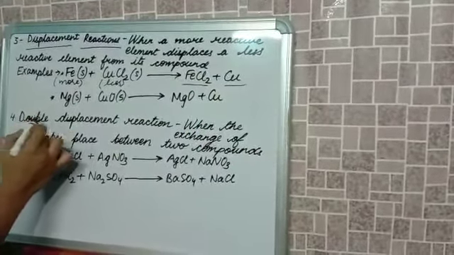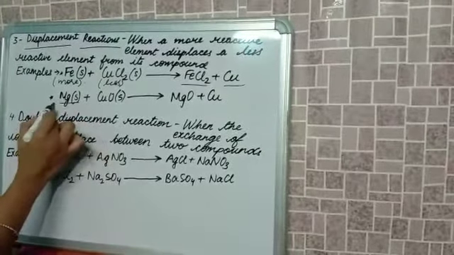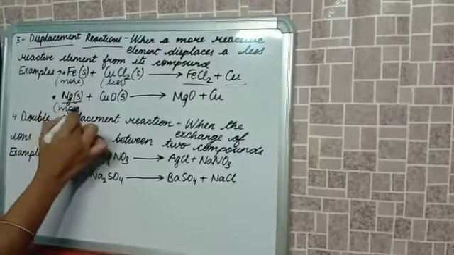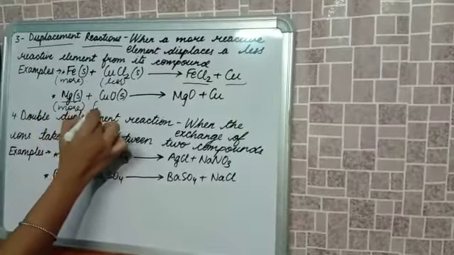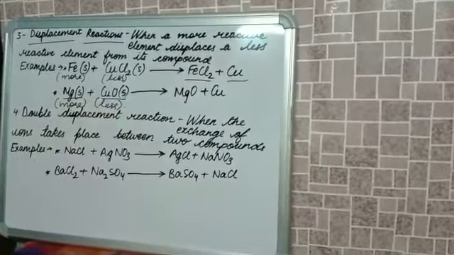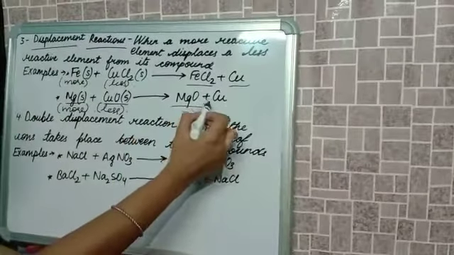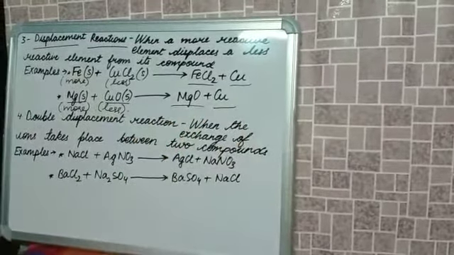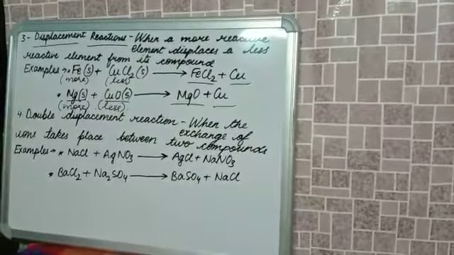One more example we have, like you can see, Mg, which is a more reactive element. It will displace Cu, the less reactive element, from its oxide CuO to form MgO, magnesium oxide, and copper. So this is all about displacement reaction.